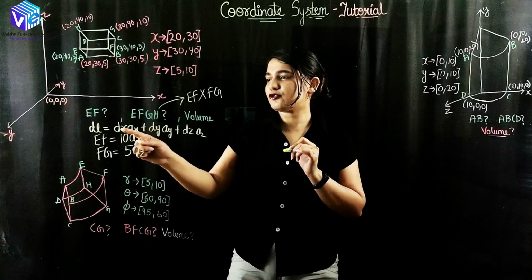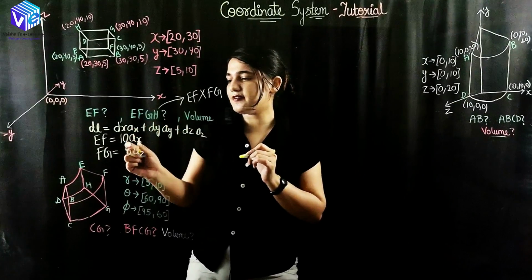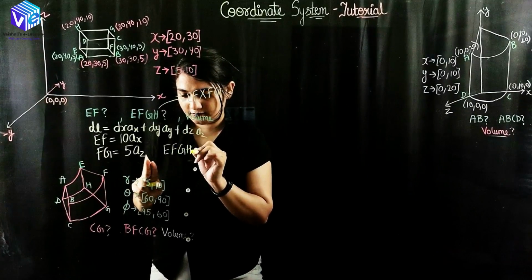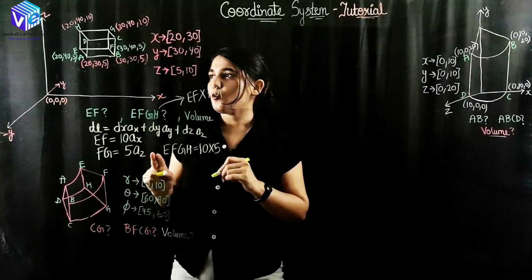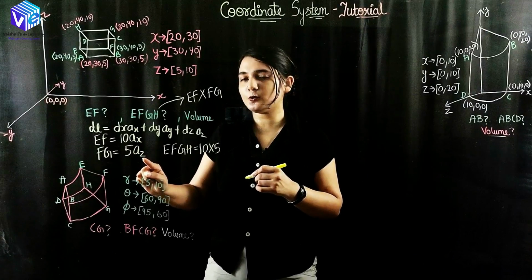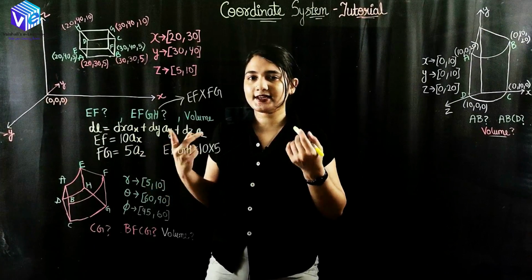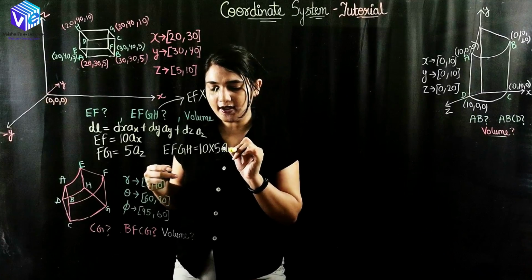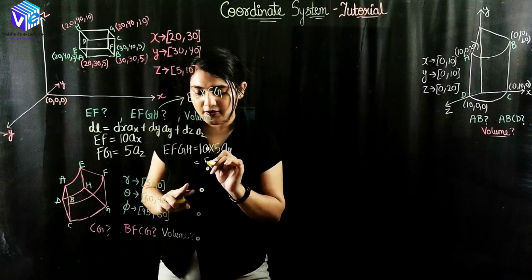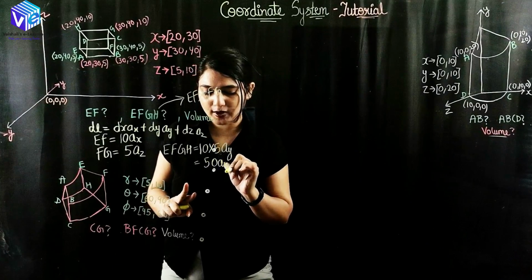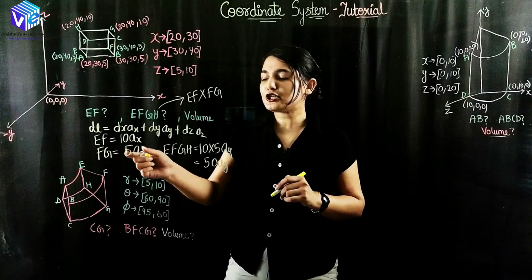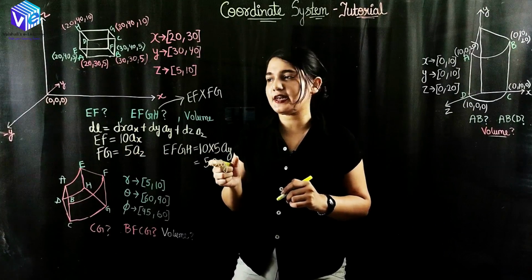So now to find out EFGH, I will be multiplying these two. What will be the direction? Here I am multiplying the x coordinate with the z coordinate, so the direction will be perpendicular. Here the direction will be ay. So the area will be 50 ay square units. Here also it was units. The dimension is in units. Here it is in square units.